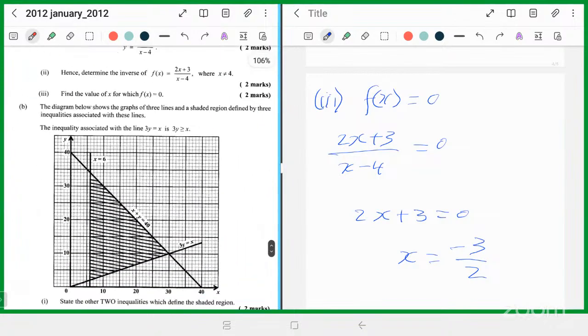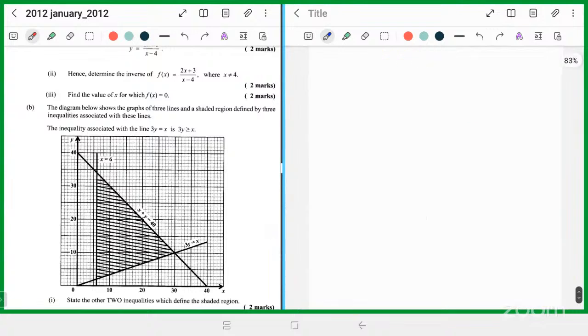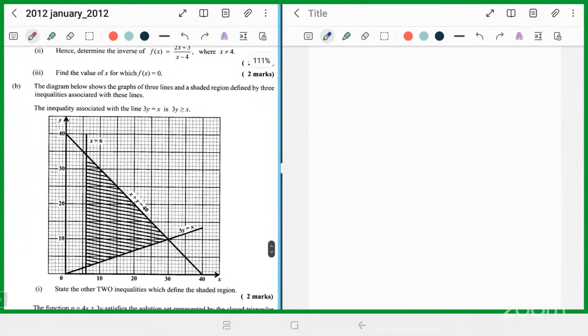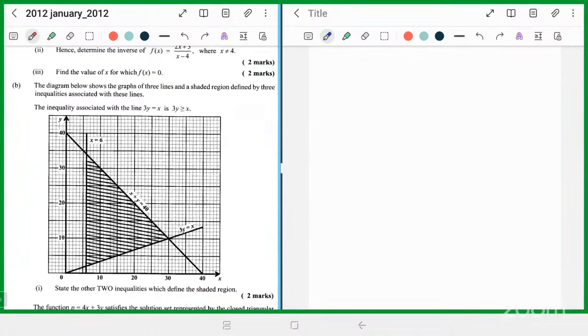So this one is kind of a linear programming question now, but they give us the graph and the shaded region and everything. All right. It says the diagram below shows the graph of 3 lines and the shaded region defined by 3 inequalities associated with the 3 lines. It said the inequality associated with the line 3y equals x is this. So this line is 3y equals x, and the inequality associated with it is this one. Why is that? Because the shaded region is actually above this line. That's what it's basically telling us.